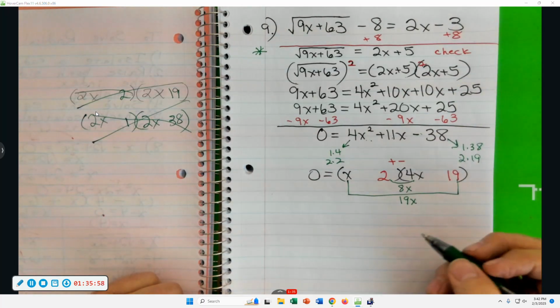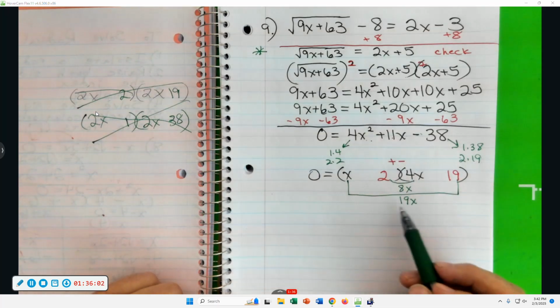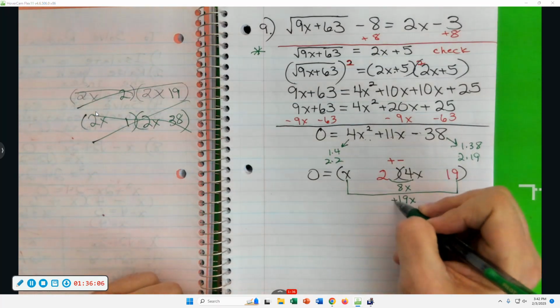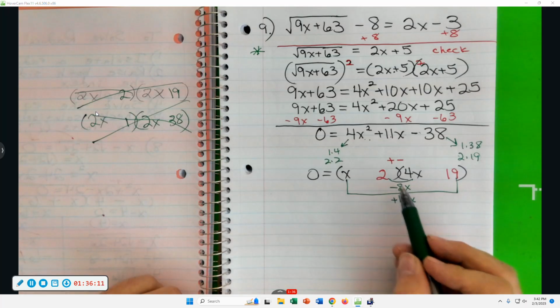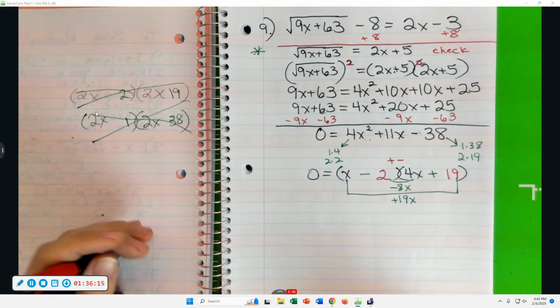Now, what needs to be positive? In order to get a positive 11x, what should be positive, the 19 or the 8? 19. That needs to be positive and that needs to be negative. So to make the 8 negative, we better put the minus there, the plus there.